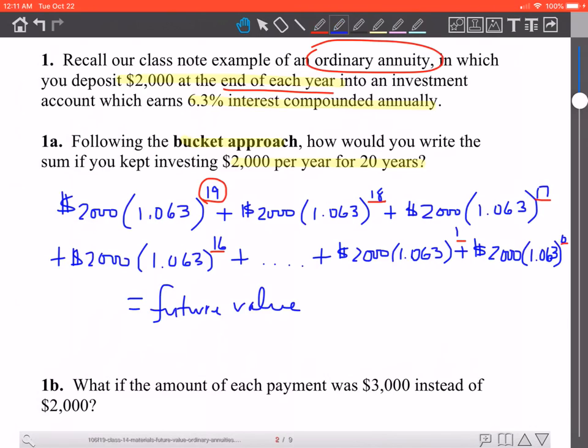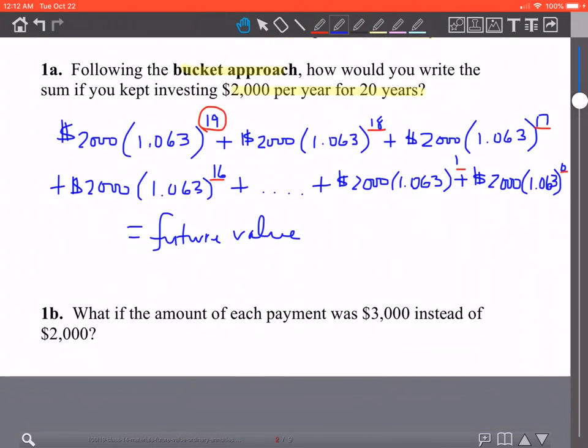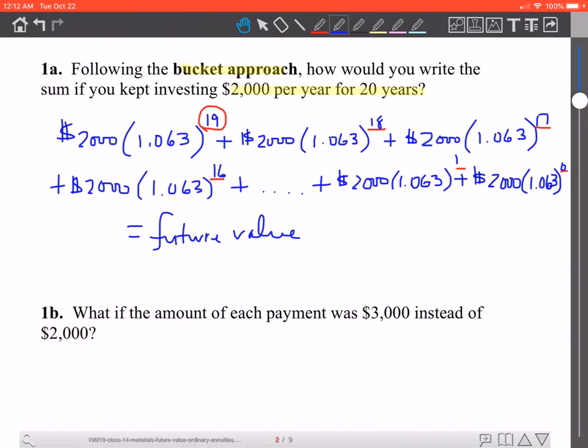What would change about your number sentence? Now, if we look at part B, which says, what if the amount of each payment was going to be $3,000 instead of $2,000? What would change about your number sentence that's in blue up above? Take a minute to think about what would change. Would the exponents change? Would the interest change? Or would your payment amounts change?